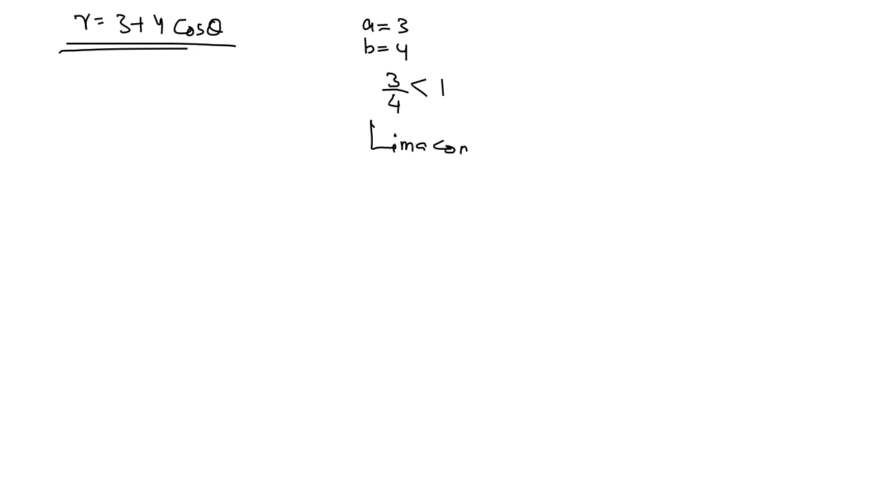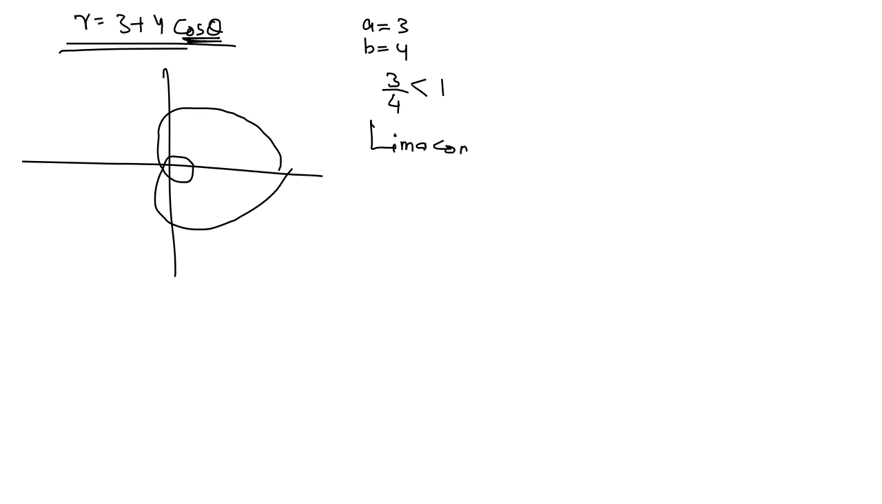Now r is equal to 3 plus 4 cosine of theta. A is equal to 3, B is equal to 4. 3 divided by 4 is less than 1. Less than 1 means limaçon. A limaçon for the cosine, and both are positive. So this will be like this one. Got it?